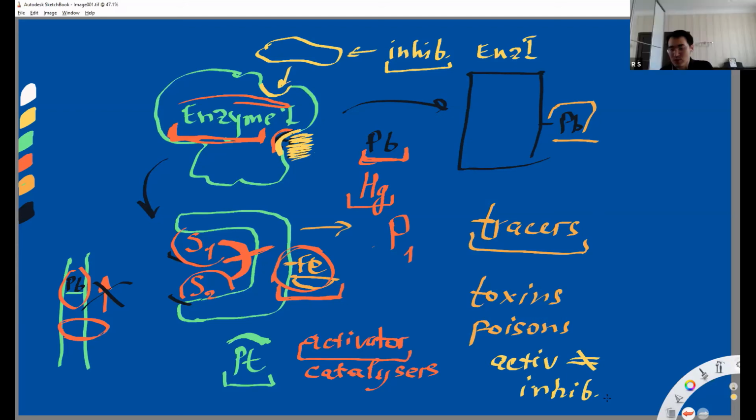You're welcome. Not always inhibitors are bad. They also play key roles. But for example, if you take toxins or poisons, they are always bad. So whenever you apply them, you will have the diseased organism. So you will reduce the health.